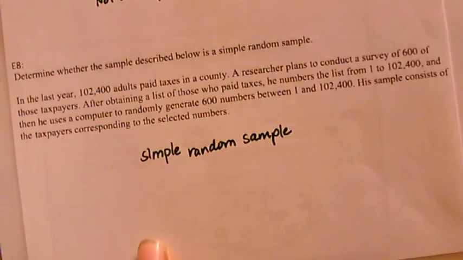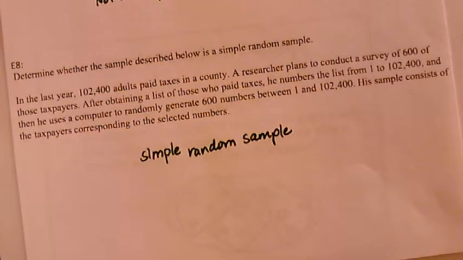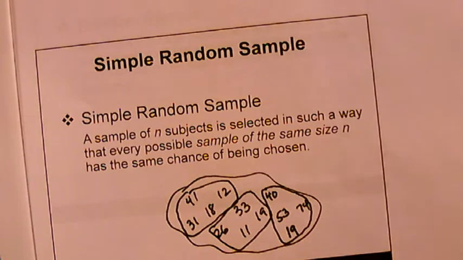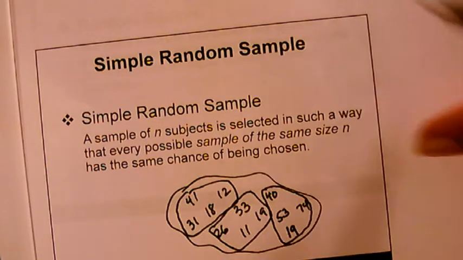Because every sample of 600 taxpayers will have an equal chance of being selected. That's what we mean by a simple random sample. Every sample of size 600 will have an equal chance of being selected. Now let's look at some other sampling methods.